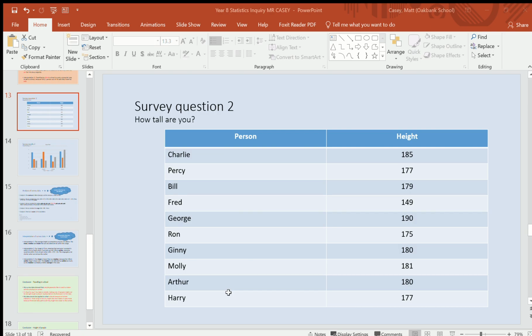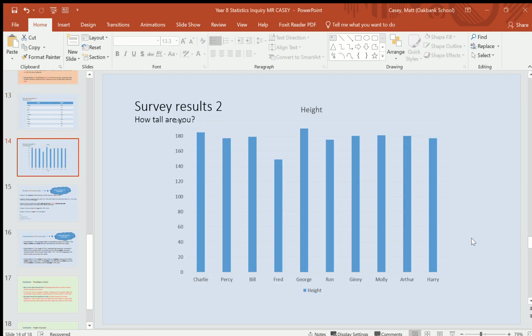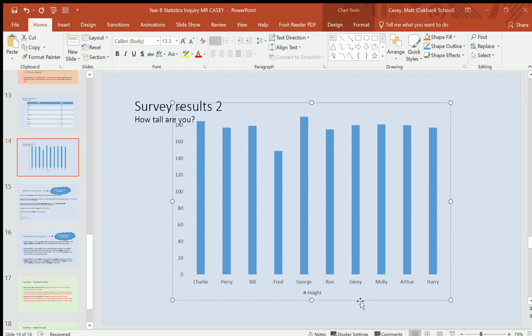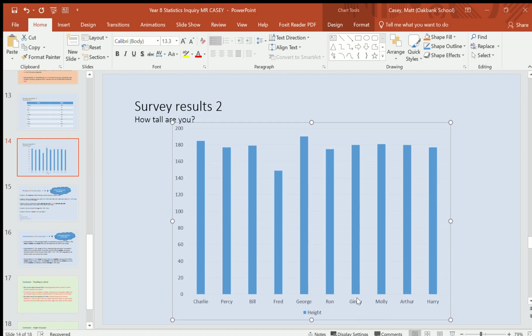This will just take a bit of time to do. 175, might need to move this out of the way. 180, 181, 180, 177. Okay. Sweet. So we've put that into the green Excel thingy. Let's go back. Oh, this is what it's come up with. Once again, probably get rid of that, and we'll probably need to move the graph down so it's out of the way. So now we've got each person's height.